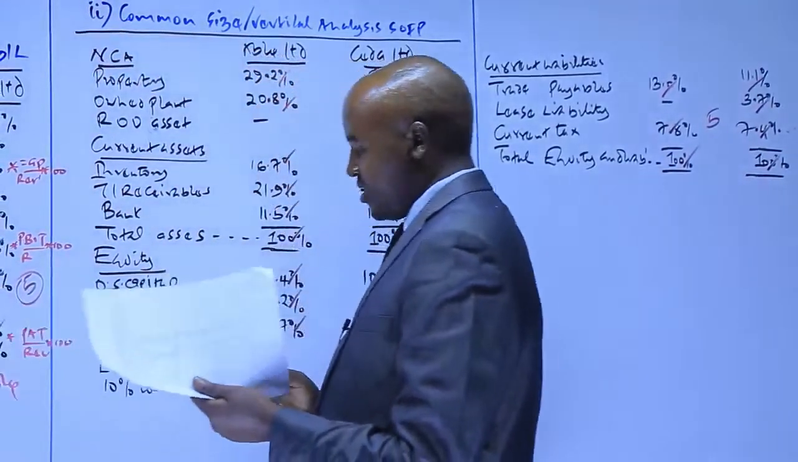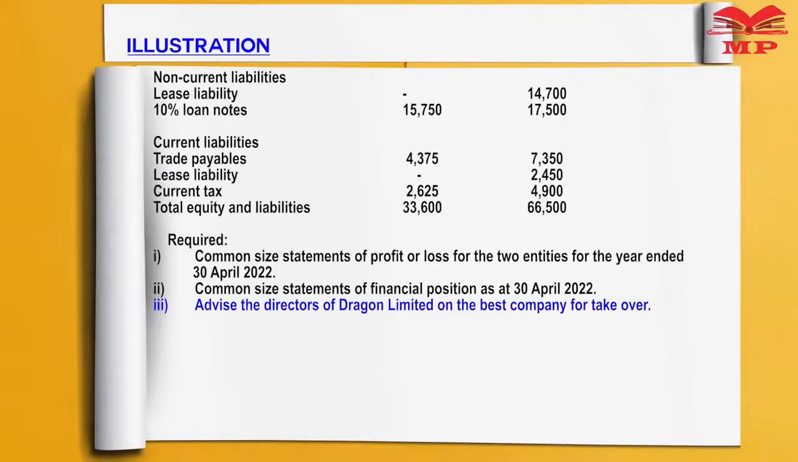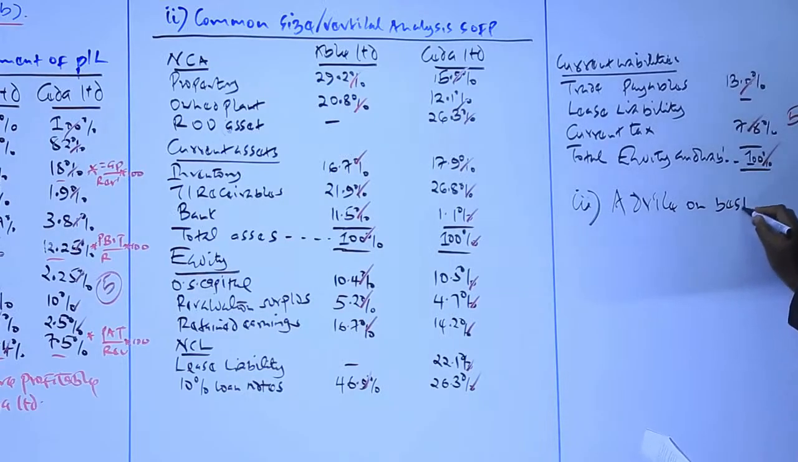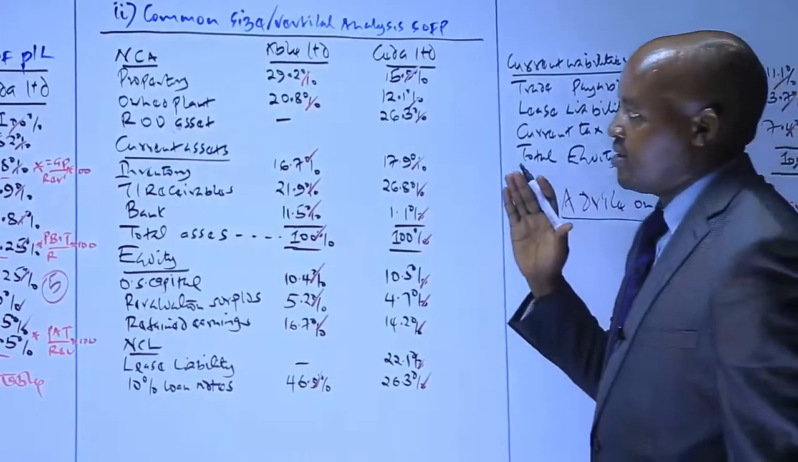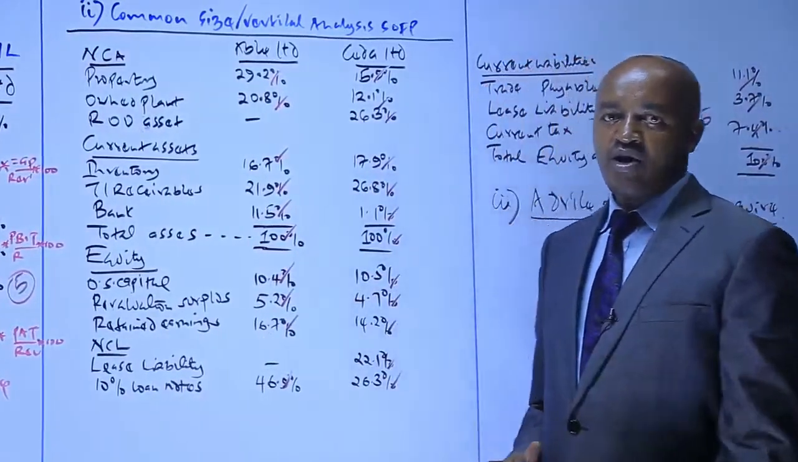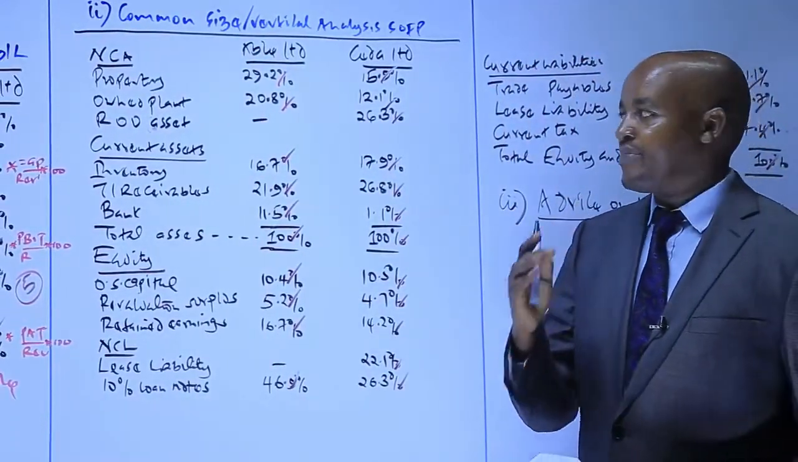And then from there we need to answer the last part of that question. We are told to advise the directors of Dragon Limited on the best company to acquire. So between these two companies, that is Able and Cedar, which company should be acquired?